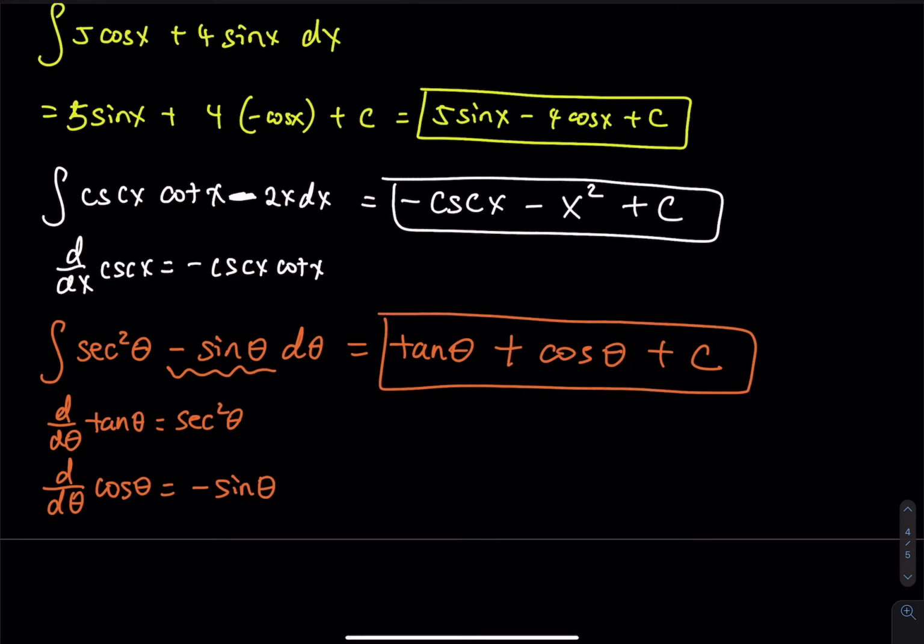The plus c is not optional, right? You have to add a constant to it. Why do you need to add the constant to it? Because when you take the derivative of the answer, the derivative of a constant is equal to 0. I know that equals 0, that means the constant means nothing. But when you do an indefinite integral, you must add the constant.